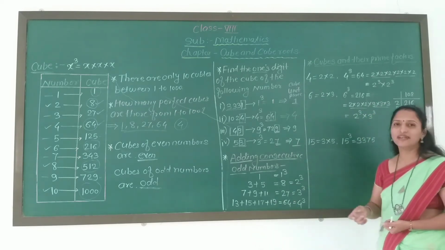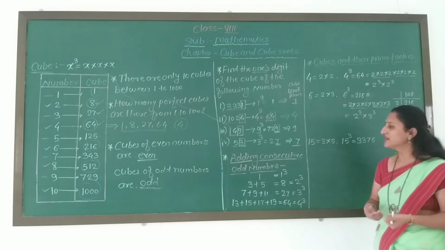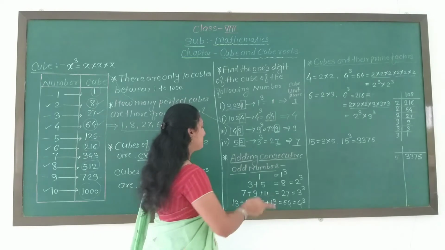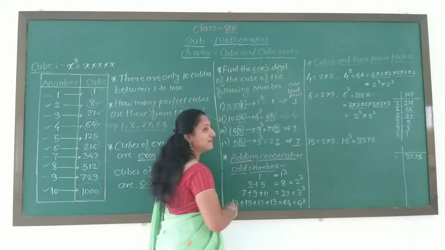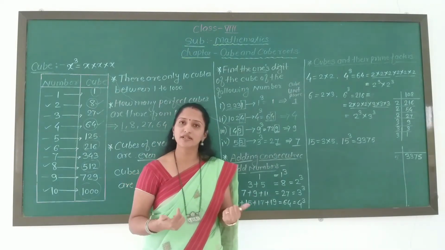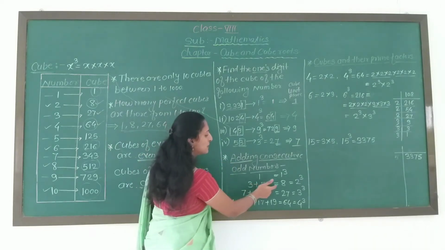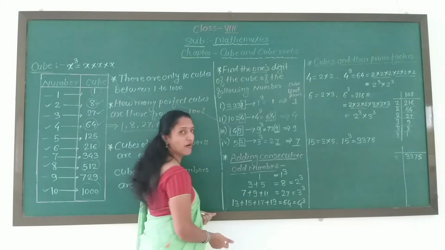Now adding consecutive odd numbers. This one is an interesting pattern. Just by adding consecutive odd numbers, we get the cube of numbers. Look at it. 1 cube is equal to 1. After 1, 3 and 5 are the odd numbers. So take 3 plus 5. Addition of 3 plus 5 is 8, and 8 is the cube of 2.